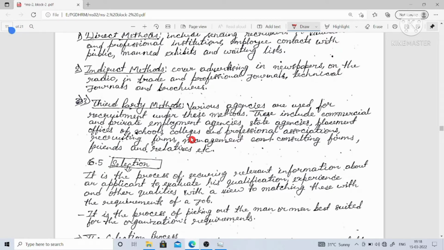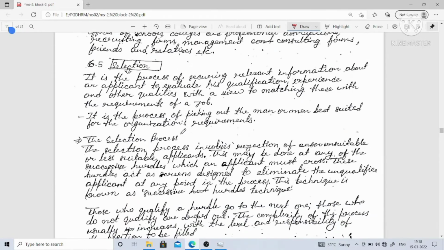So first, here it is complete, that was all about recruitment. Now next we come to the selection process, the second step, that is selection. So this is the selection. What happens in selection? It is a process of securing relevant information about an applicant to evaluate his qualification, experience and other qualities with a view to matching these with the requirements of a job. You see here, it is the process of securing relevant information. Relevant information about the people is secured here.